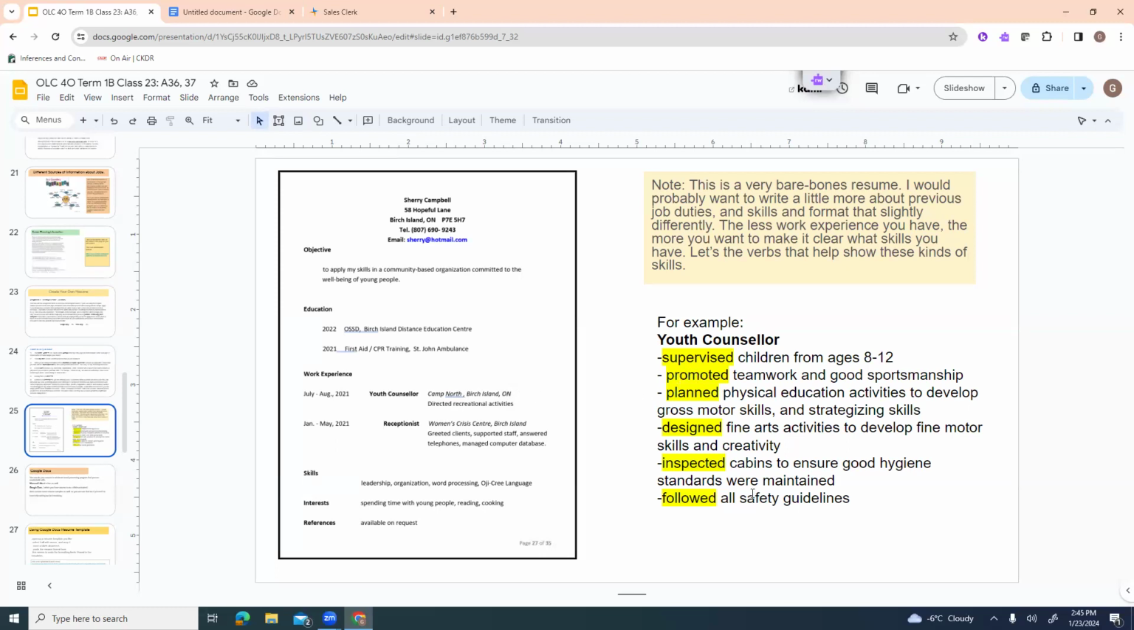So here are some examples of things that you might want to do. Supervised children from ages 8 to 12, promoted teamwork and good sportsmanship, planned physical education activities to develop gross motor skills and strategizing skills, designed fine arts activities to develop fine motor skills and creativity, inspected cabins to ensure good hygiene standards were maintained, followed all safety guidelines, that kind of thing.